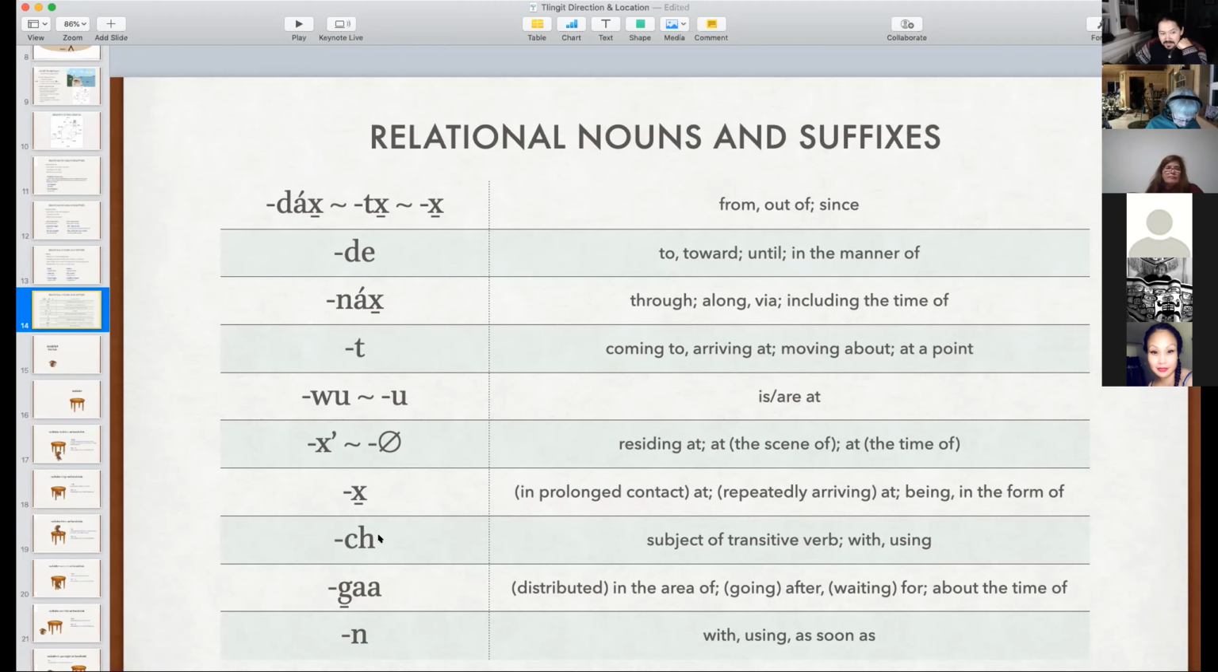Then there's these ones. The CH usually is a different one than these because it's not really marking the direction or location, but it's saying that's the one who's doing the verb, or they're doing the verb with that thing. And then ka is to go after something, to follow, to go get it. And then this N is "with," okay?